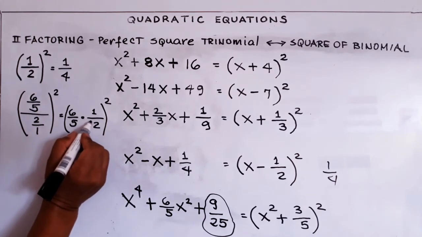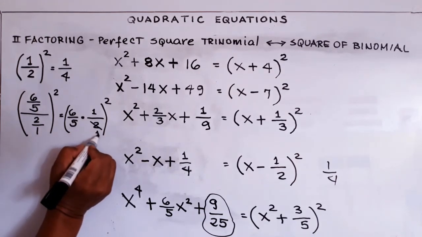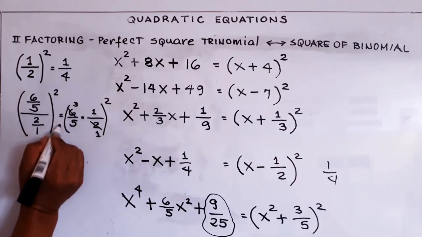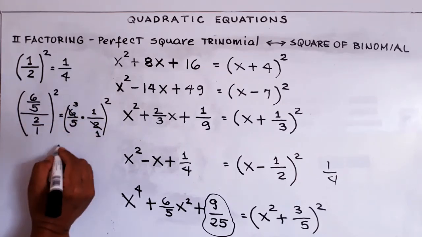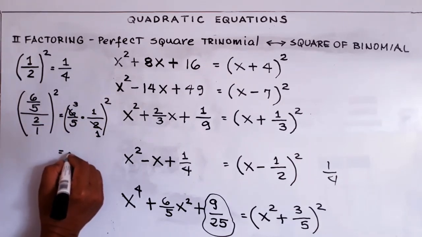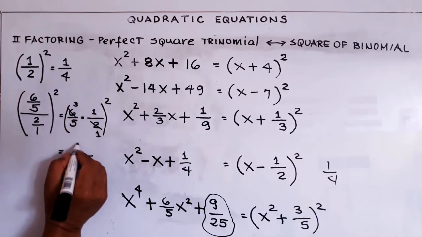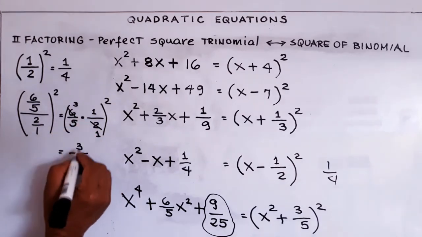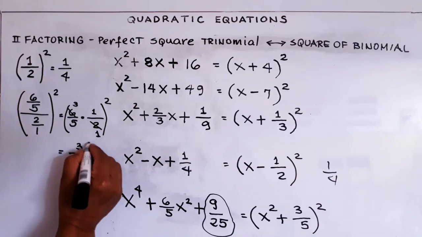I think it's better to cancel the 6 and the 2. So 2 divided by 2 is 1. 6 divided by 2 is 3. The 3 and the 5, no. And then we have here 3 times 1 is 3, and then 5 times 1 is 5.